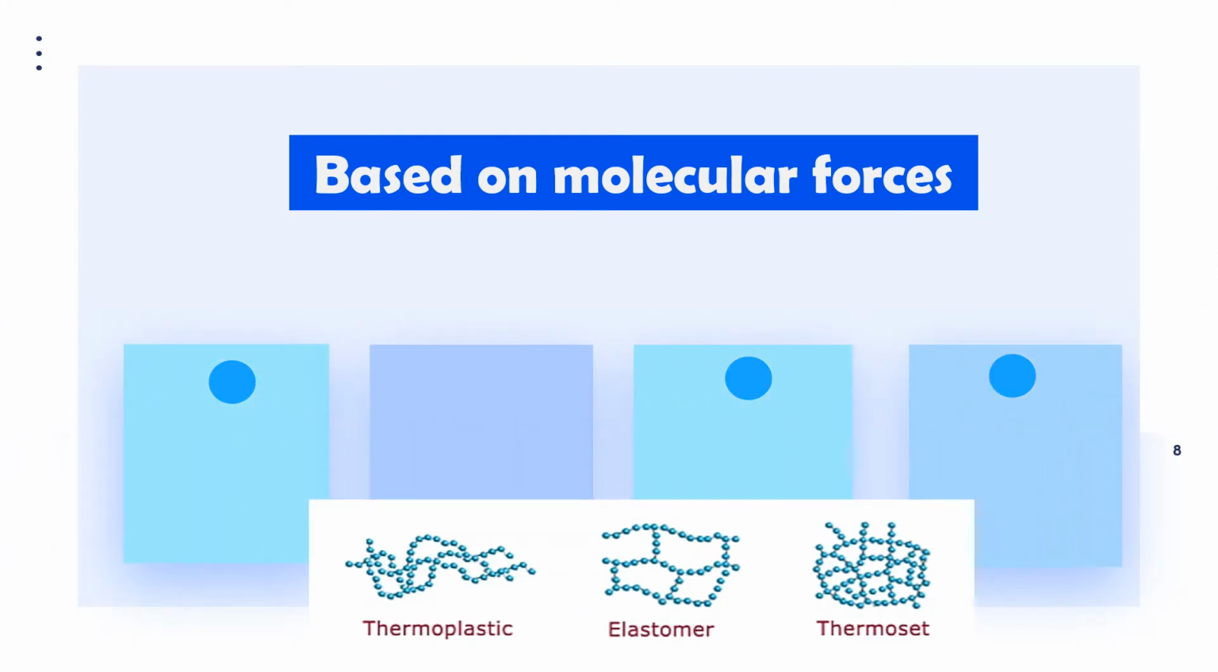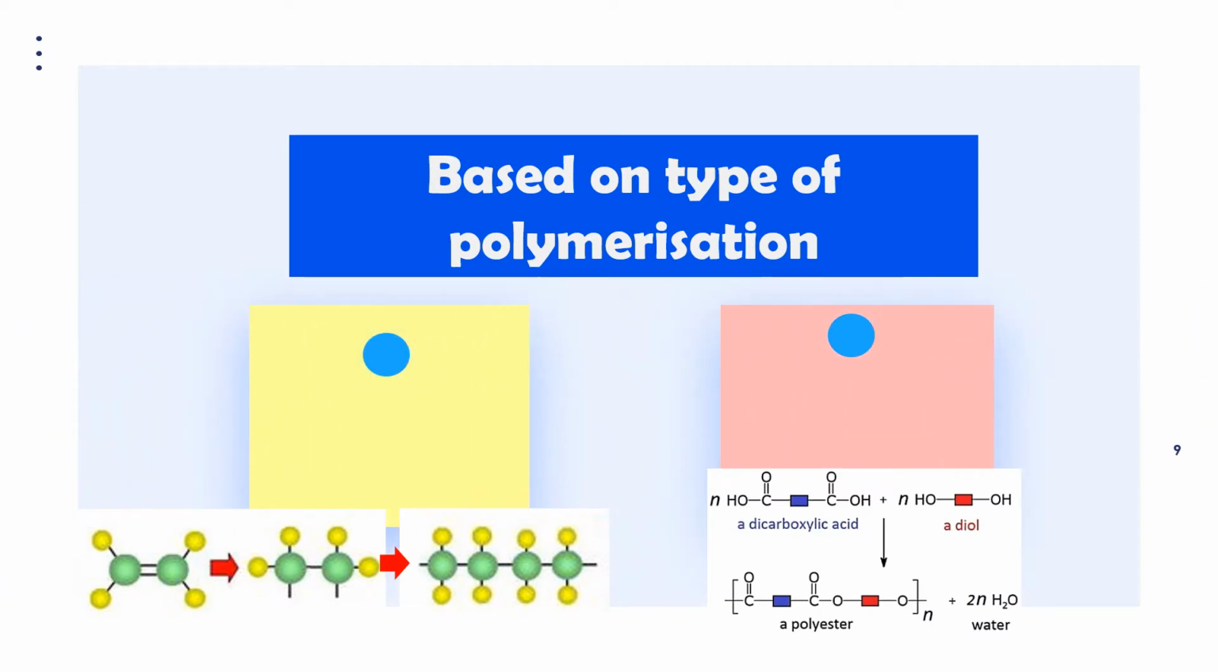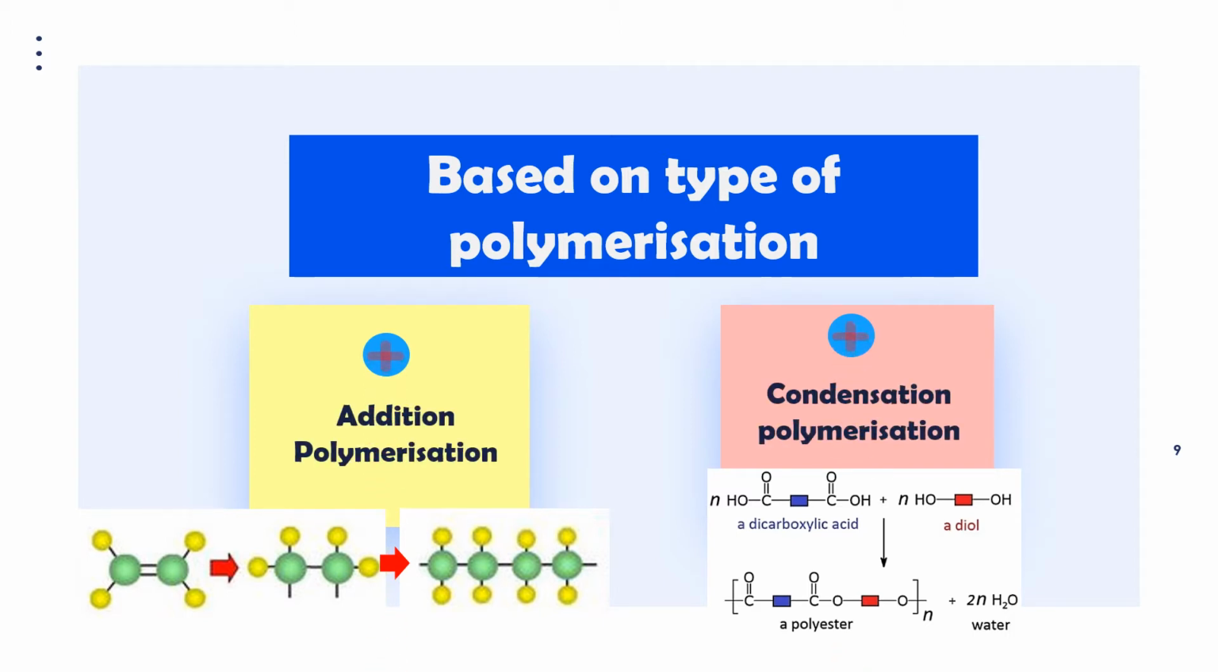For polymers classified based on molecular process, we have elastomers, fibers, thermoplastics, and thermosetting polymers. For STPM level, we stress on the elastomers, thermoplastics, and thermosetting polymers. Now, based on the type of polymerization, we have addition polymerization and condensation polymerization. For addition polymerization, we have a carbon-carbon double bond. The double bond is broken and forms single covalent bonds, then monomers are joined up into a large polymer chain.